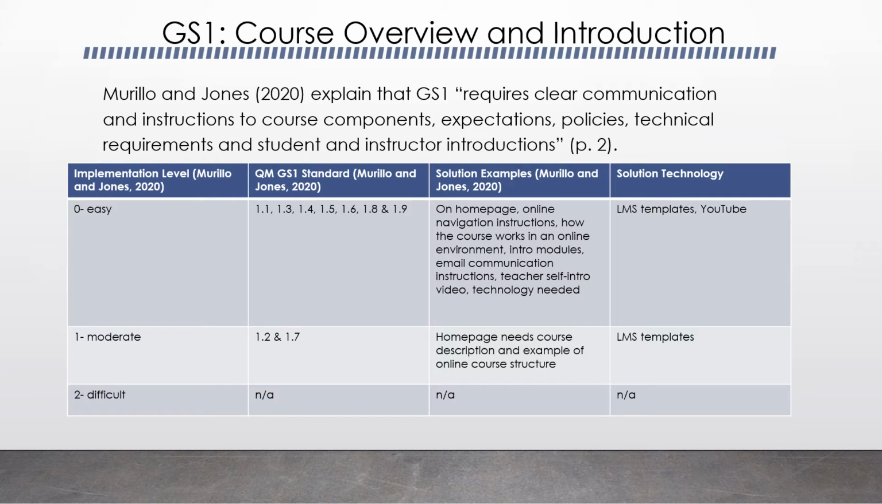For General Standard 1 of Course Overview and Introduction, Murillo and Jones find that most of the standards are easy to implement and include solution examples, such as on the home page to add online navigation instructions, how the course works in an online environment, intro modules, email communication instructions, teacher self-intro video, and the technology needed. For the standards found at a moderate implementation level, solution examples include on the home page a course description and an example of online course structure.